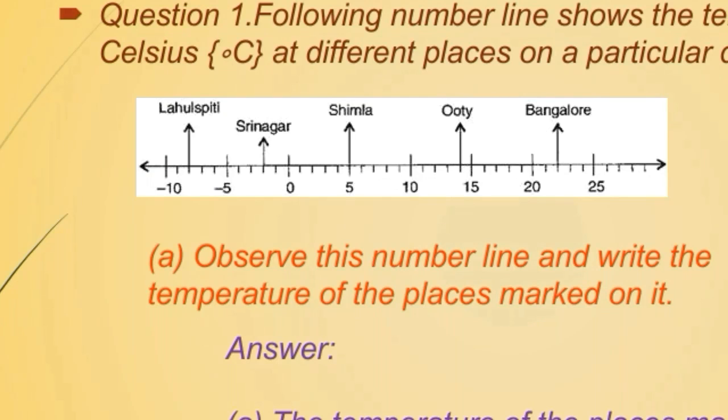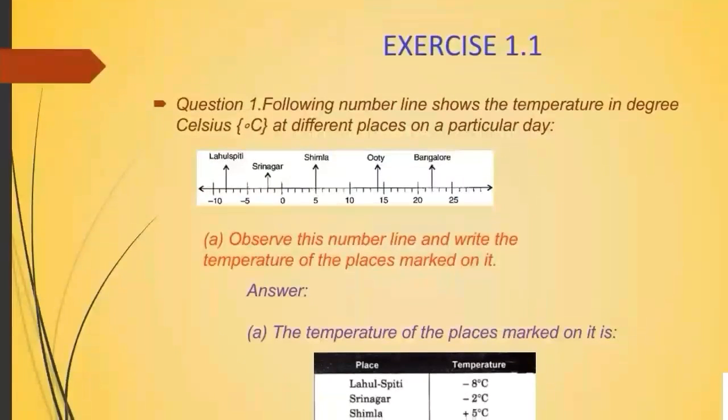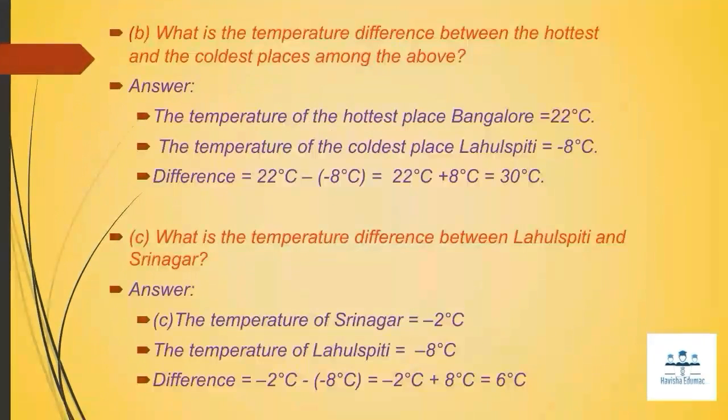Srinagar is between minus 5 degrees Celsius and 0 degrees Celsius. It is minus 2 degrees Celsius. Similarly, Shimla is 5 degrees Celsius, Ooty is 14 degrees Celsius and Bangalore is 22 degrees Celsius. Now let us see the next part of the question. What is the temperature difference between the hottest and the coldest places among the above?